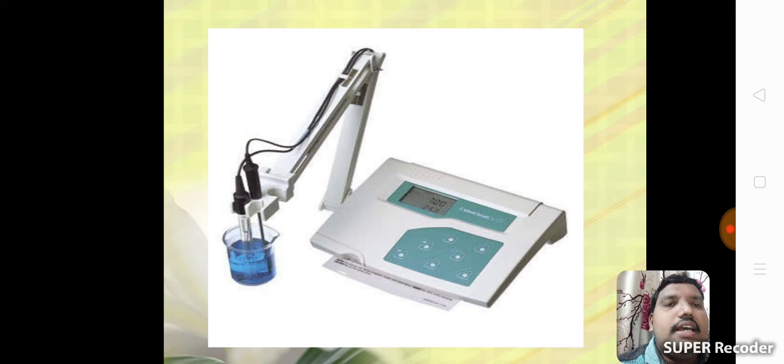See, this is the instrument, the meter, the potentiometer, and then calibration buttons. Next, these are the clamps fixed with electrodes. One is the reference electrode, another one is the indicator electrode. This blue color solution is the sample solution. In this one, this is the display menu to display the electrode potential value.